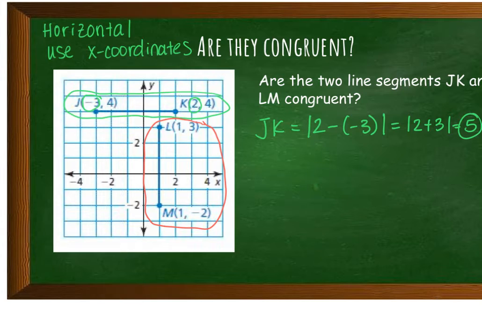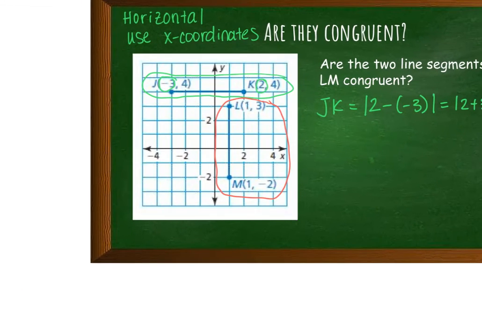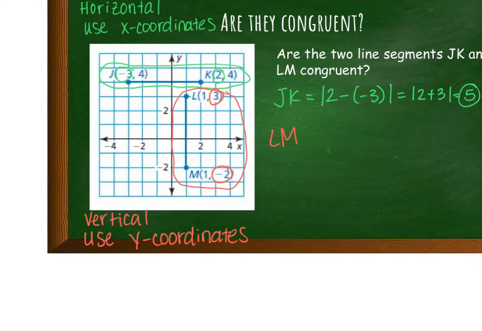And for the second one, it is a vertical line. So over on the bottom, we're going to write vertical. Use y coordinates. Okay? Whenever it's a vertical line, we are going to use the y coordinates. That would be the 3 and the -2. Okay? So let's do LM equals. Now, our y2 is the 3 minus -2. Okay? This will turn into 3 plus 2, which is the same as 5. Okay?